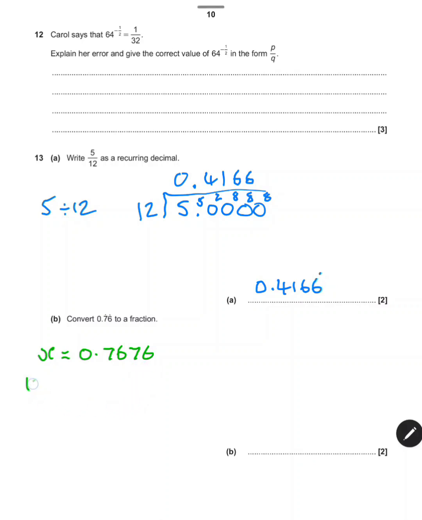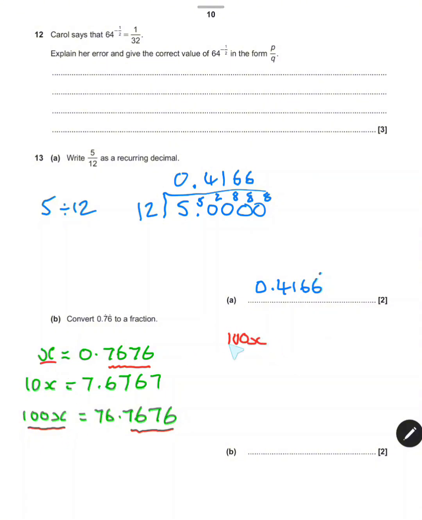We need to work through this process and find 10x. All the digits move one place to the left. 7.6767. Do the same again. Multiply by 10. We'll get 100x, and again all the digits move to the left, and you get 76.7676. What I'm looking for through this process is this: the digits after the decimal points match up perfectly in these two numbers, and that's what I want. So I'm going to go back to this and this and write myself a little subtraction.